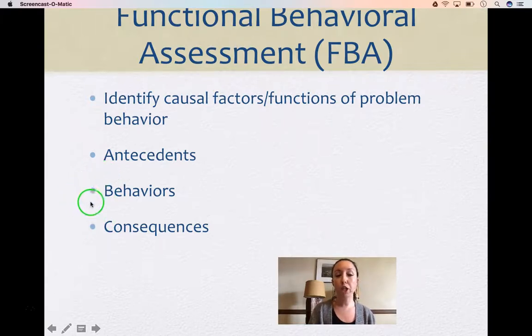Then we also want to look at the behavior itself. What does it actually look like? Is it hitting, kicking, spitting, punching? What's the intensity and the severity of the behavior? And then consequences. That term can be a little bit confusing because it might assume, well, then you have to do something. Consequences are just anything that happens directly after the behavior. That could be nothing. So a consequence could be nothing.